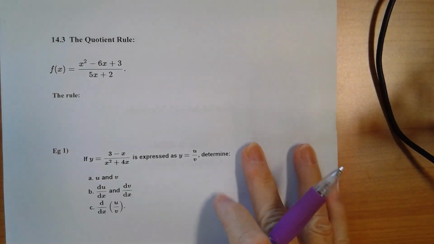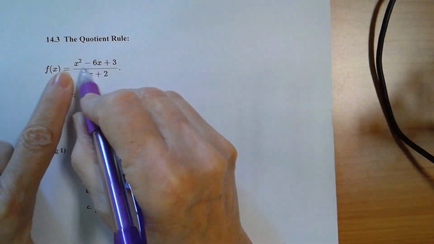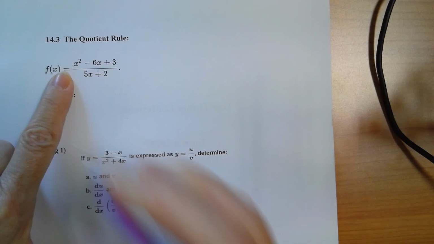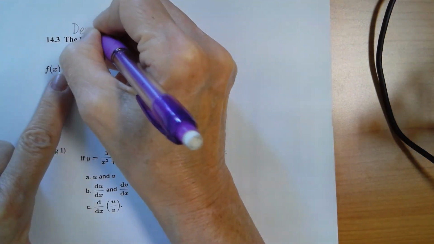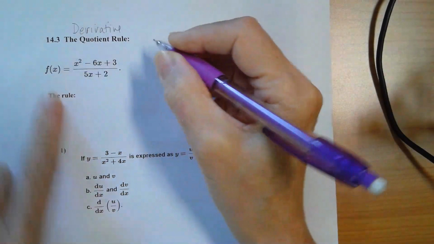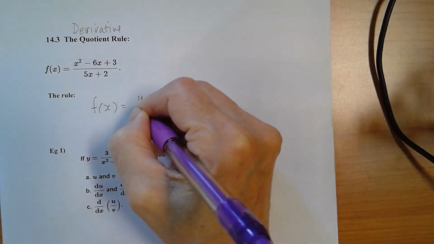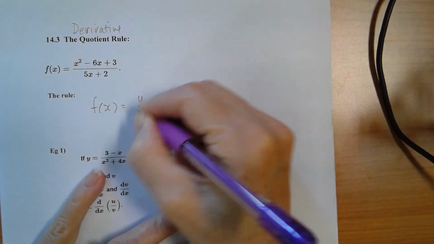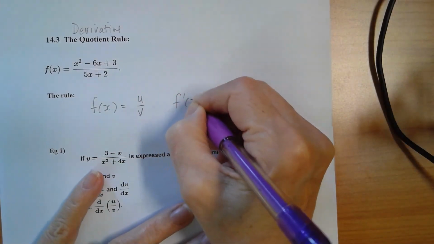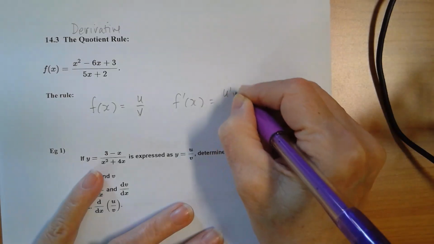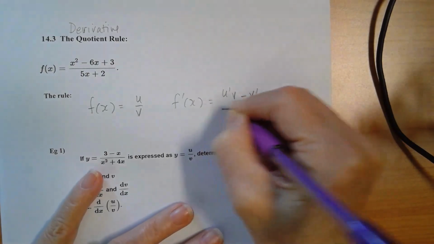I promised you on the quotient rule. So when I have division or a fraction, I need to do a derivative in a different way. Our rule, the quotient rule, says that if we start out with a fraction or a division problem, we use u for the top, v for the bottom, numerator, denominator, then the derivative is u dash v minus v dash u over v squared.